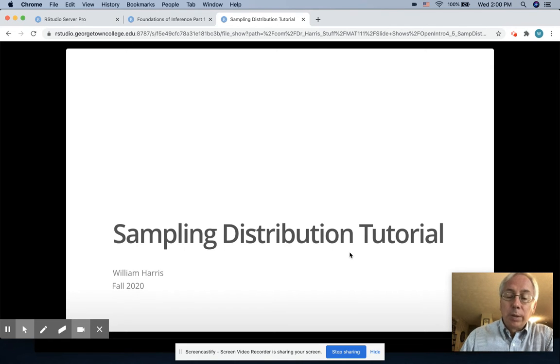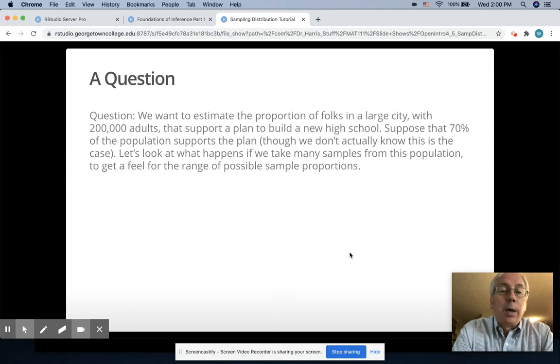So let's look at the scenario, the question that we're going to be using our R code to analyze. Suppose we've got a large city. We'll say that there are 200,000 adults in this city, and we want to have an idea of what percentage, what proportion of those adults are supportive of a plan to build a new high school in the city. And suppose that unknown to us the actual percentage of adults that approve of this plan is 70%.